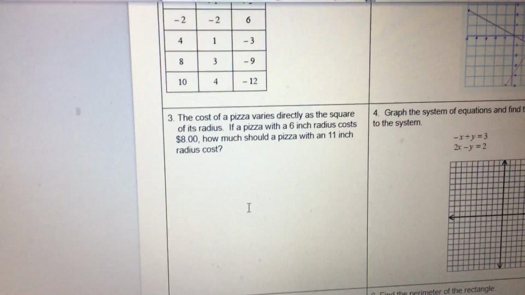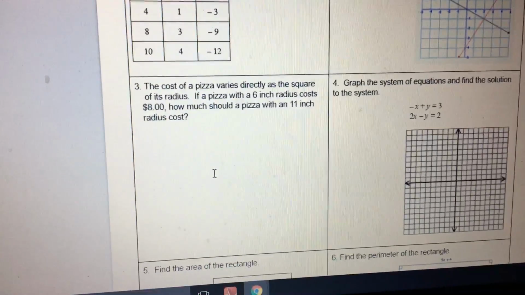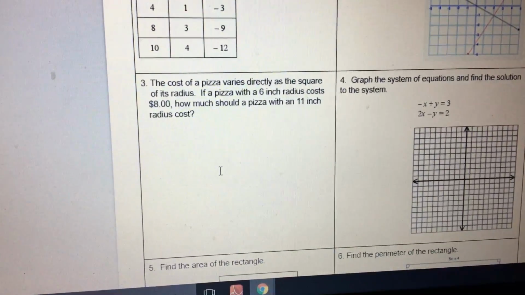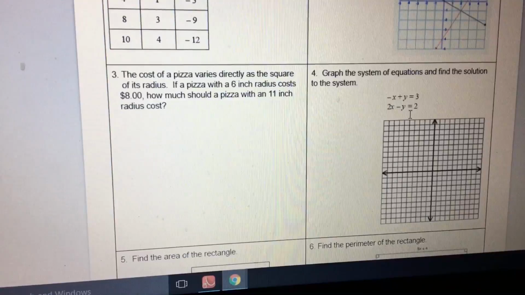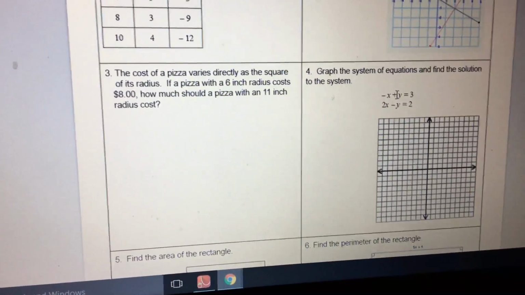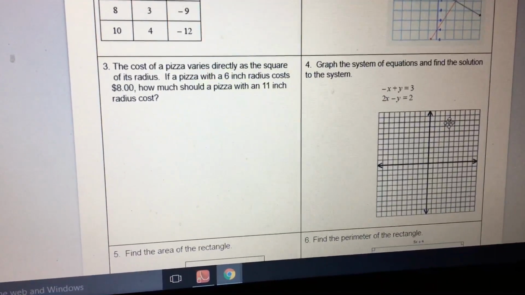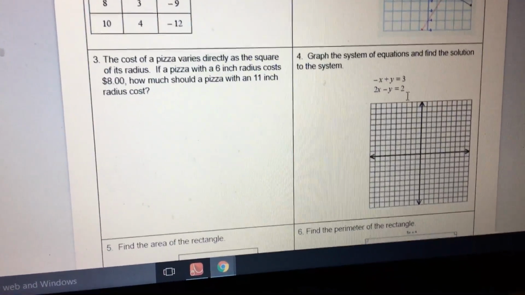Again, I went over this with you in class. You should have the answer. That's not important necessarily. It's understanding how to do it, because you'll probably see a direct variation problem on the test. System of equations on this one, again, enter them into your calculator, solve it, understand that that's where it's going to cross. It should be 5, 8 on this one.